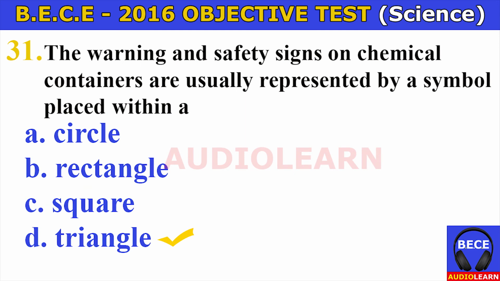Number 31. The warning and safety signs on chemical containers are usually represented by a symbol placed within A. Circle, B. Rectangle, C. Square, D. Triangle. And the answer is D. Triangle.